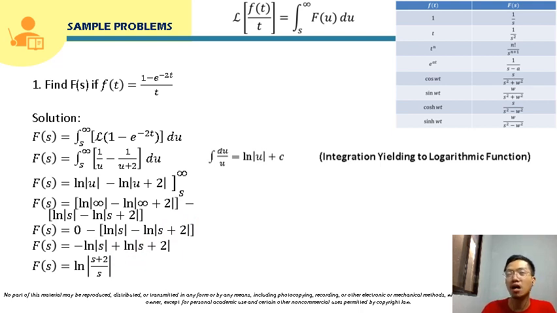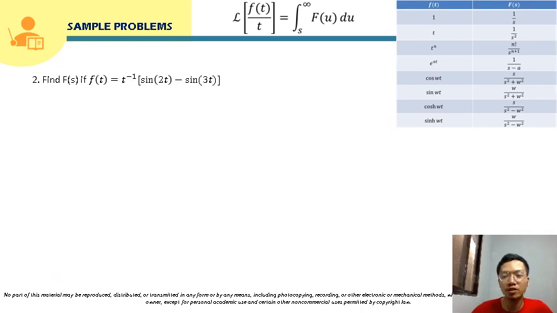We can rewrite ln of x minus ln of y as ln of x over y. That's the rule for that, so we will apply that here. So our F of s here is ln of s plus 2 over s. This will now be the answer for this.